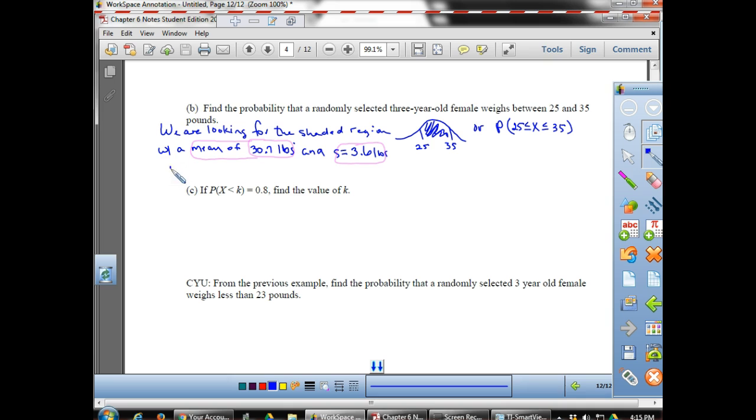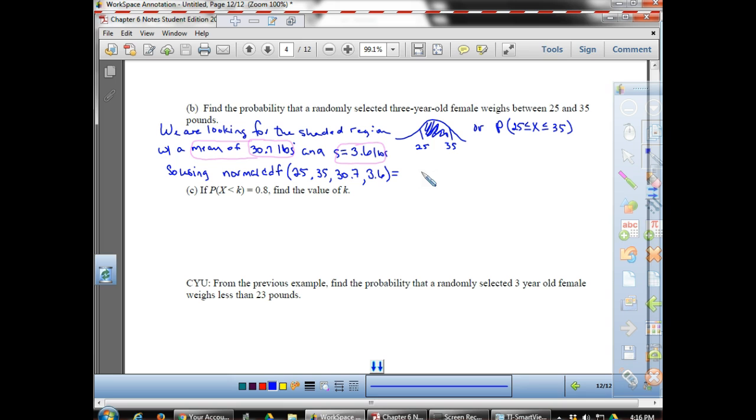So using normal CDF, and I'm going to say 25, 35 with my mean of 30.7, and I can do this showing the syntax because I've identified it previously, and 3.6 will equal the probability, of course. I'm kind of being redundant right here, but just to show you, the probability is actually going to be 0.827. So that is your answer.